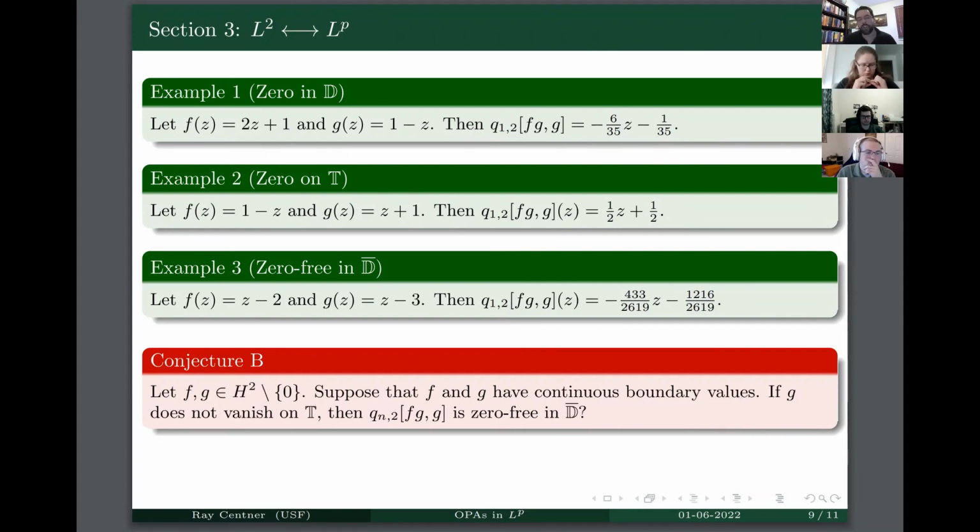If you have two functions f and g in H2, and they have a little bit more structure, so you're assuming that they have continuous boundary values, so they could be polynomials, but you're also imposing the condition on g that it does not vanish on the unit circle, then that's enough to conclude that Q_n^2 fg g is zero free in the closed disk.